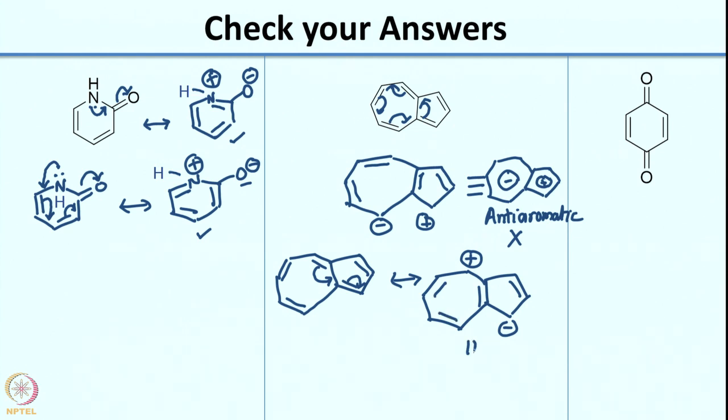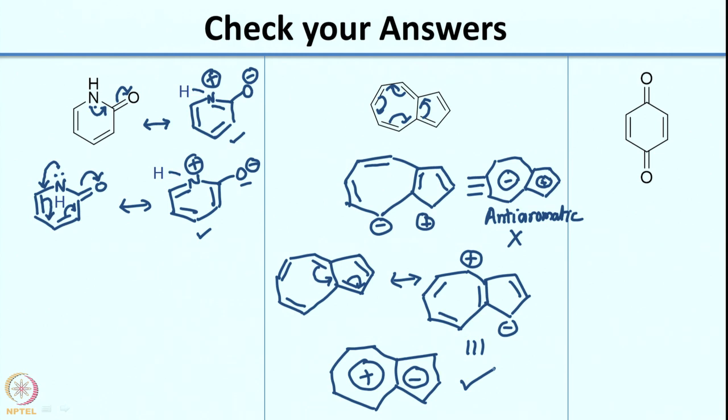Again, I can equate this to a structure where I have a completely delocalized positive charge on the 7-membered ring and a delocalized negative charge on the 5-membered ring. I can show this to be equivalent to this structure. Now in this case, both of these rings gain aromaticity, so this would be a major contributing structure.